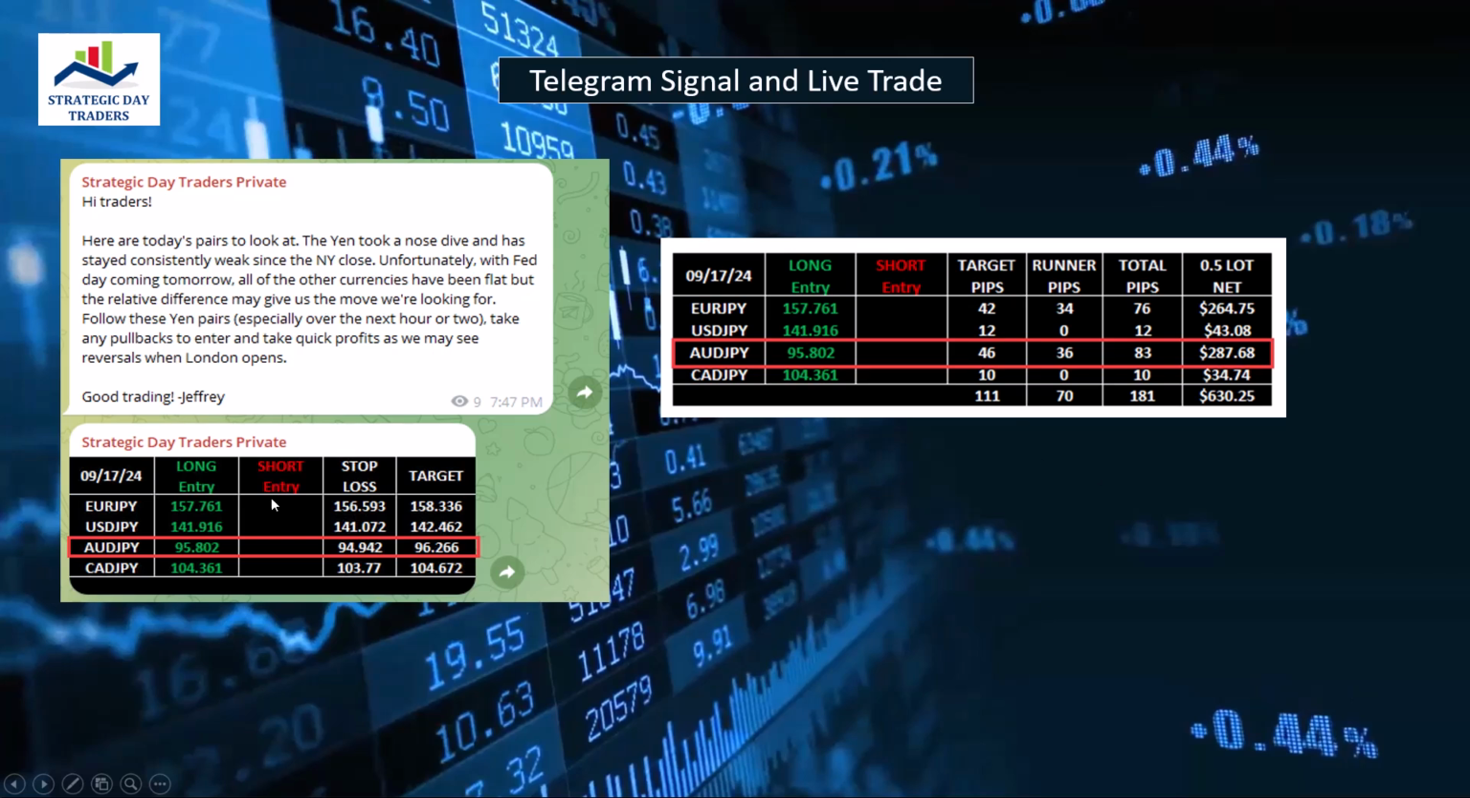Now you can choose to take one or any of these. You can take them at market. You can take them on the pullback trade.